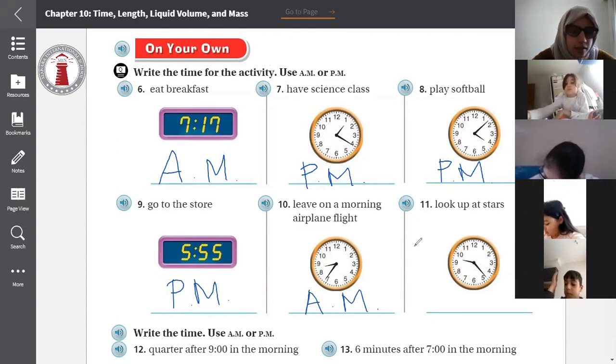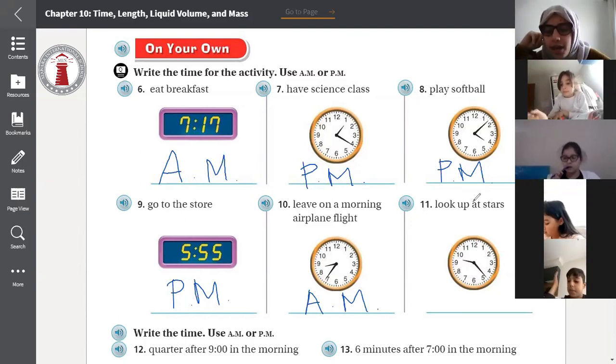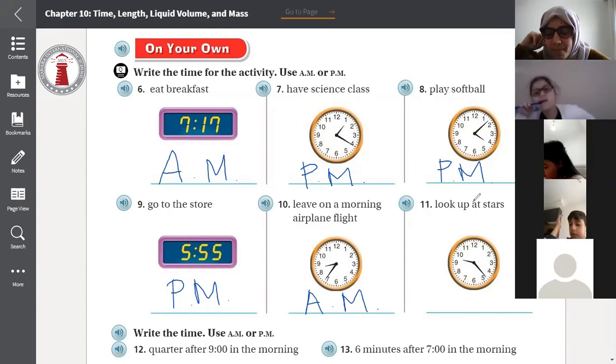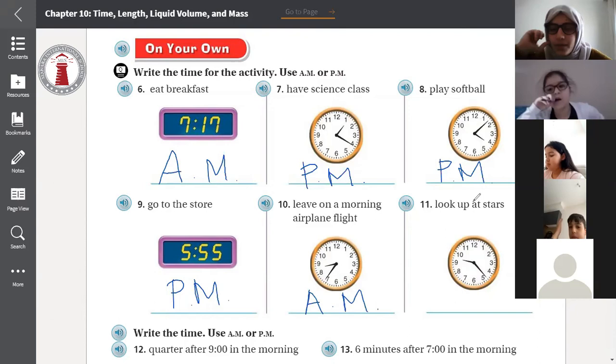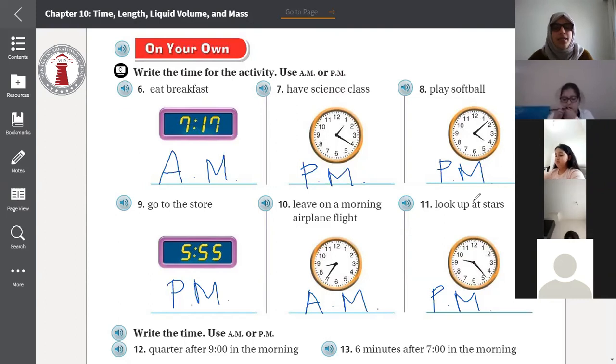Yazan, number 11, they said look up at stars. When do we have stars, in the AM or PM? Oh, PM. Look, they're giving us clues. So we can only see the stars in the PM. I'm going to give you 10 seconds to correct your answers so we can go down.